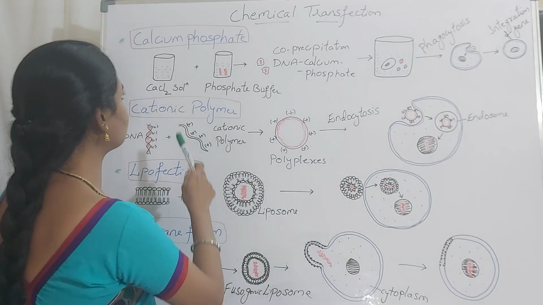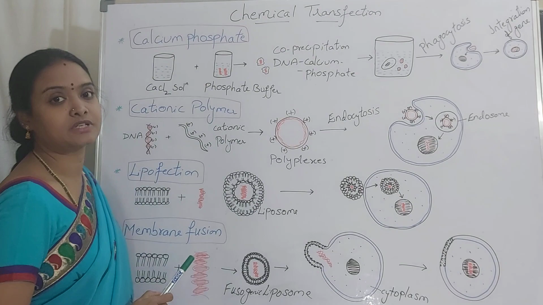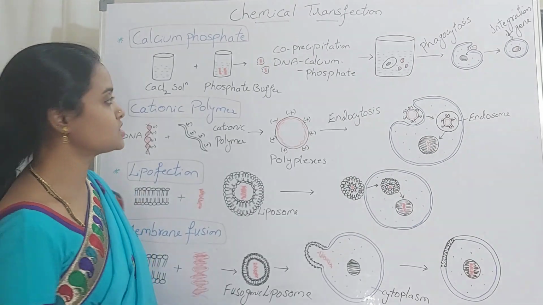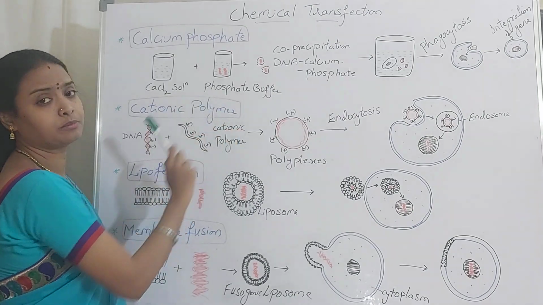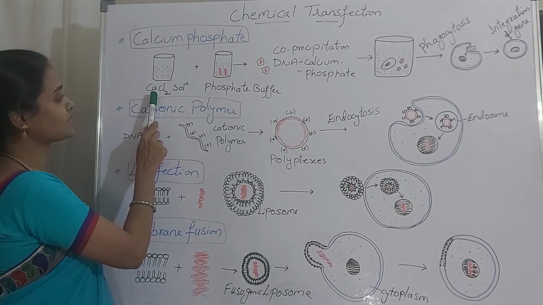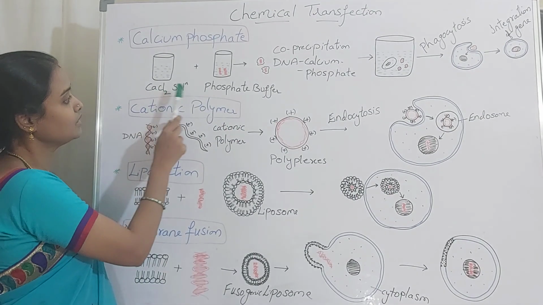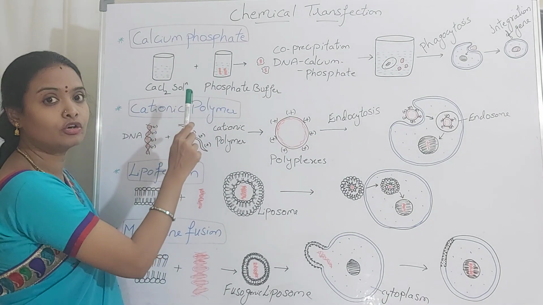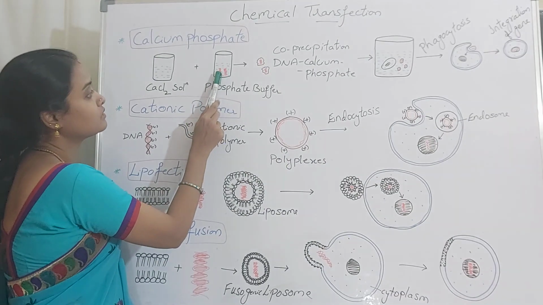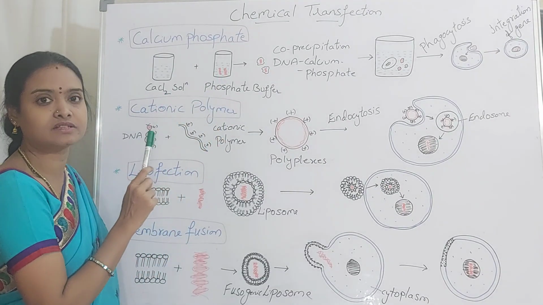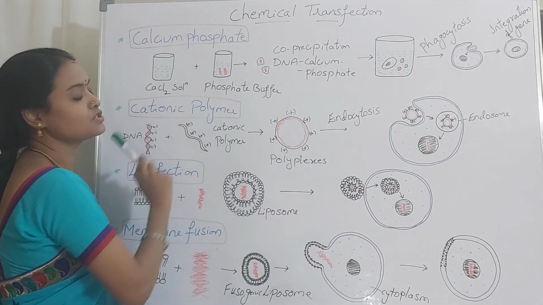The first one is the calcium phosphate precipitation technique. In this you are going to use a calcium chloride solution and a phosphate buffer. In the first beaker you take the calcium chloride solution, and in the second beaker you take the phosphate buffer in which the desired DNA which you have selected is suspended.